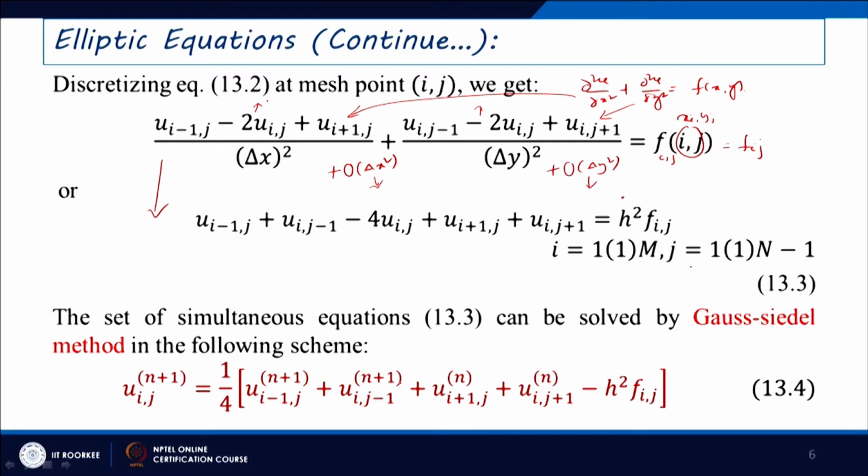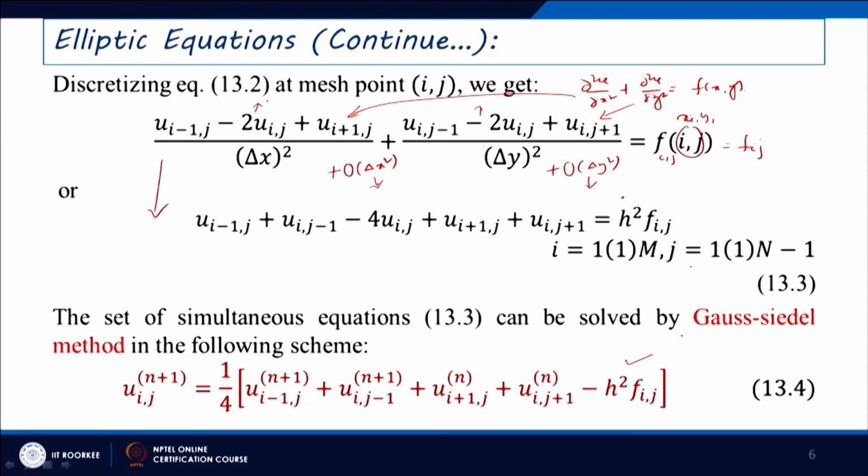But the i plus 1 and j plus 1th level values are not known to us, so we put these values as u_{i+1,j} at n plus u_{i,j+1} at n, since they can be predicted, or we can put them as the previous step of calculated values. Then minus h square f_ij, which is already present there, so we can keep it in that form.